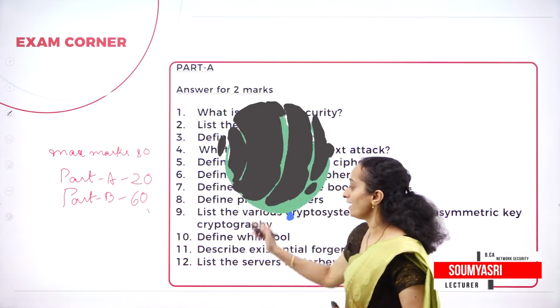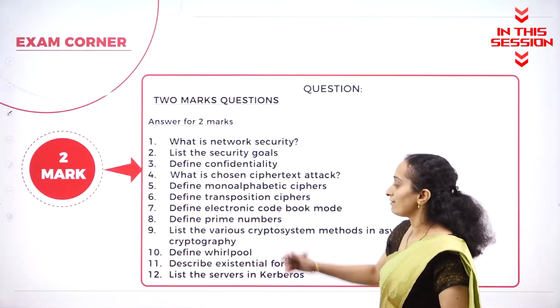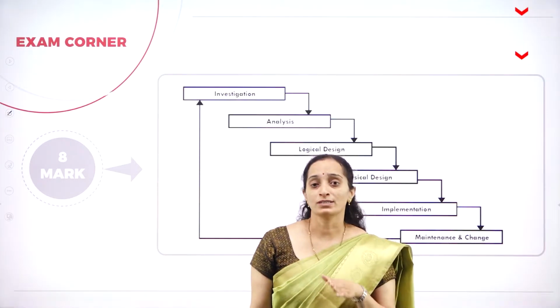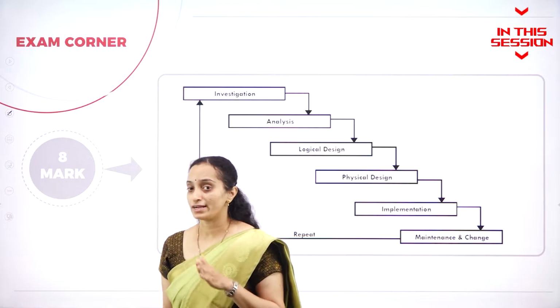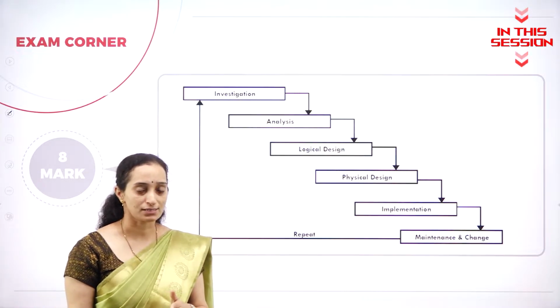So in part A, you will be having 12 different questions. We have the 12 questions: confidentiality, integrity, and availability. In the concept, don't forget to write the diagram. Diagram will easily fetch you marks.